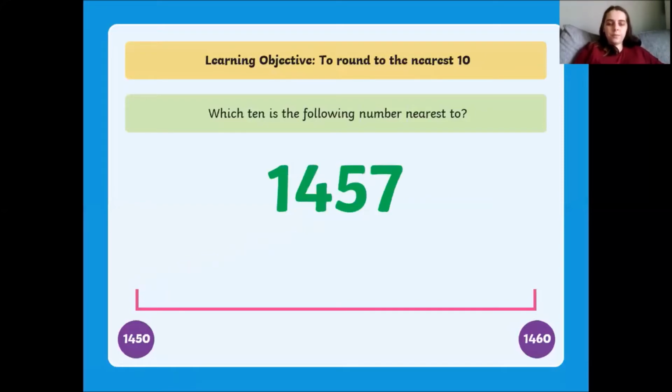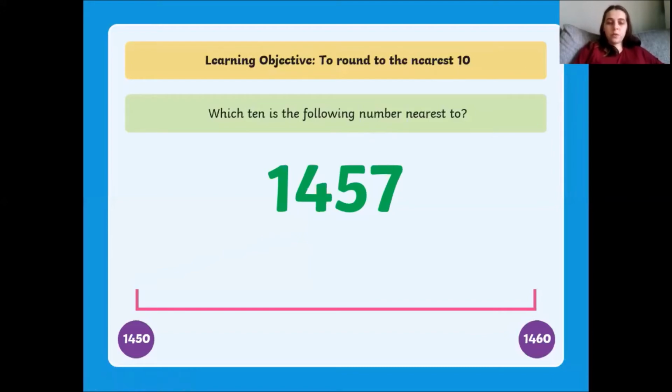Okay, so this is where what I've just been explaining about what happens to the numbers becomes really important. Which number is this? Which 10 is the following number nearest to? Okay, so here is the tens column. I look at the tens column. This is the one that's going to change. I look to the ones column to see what the change is going to be.